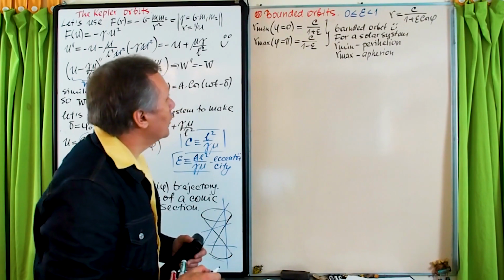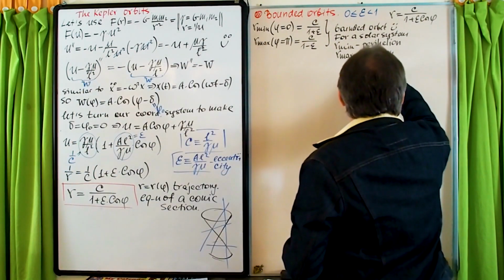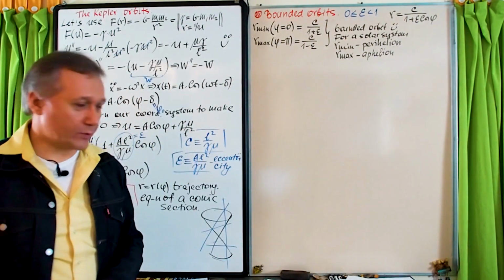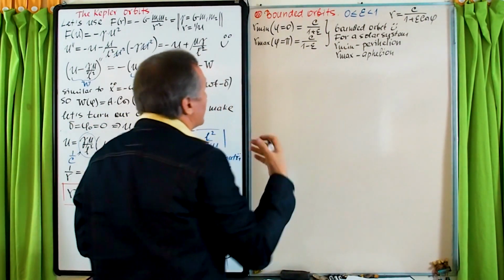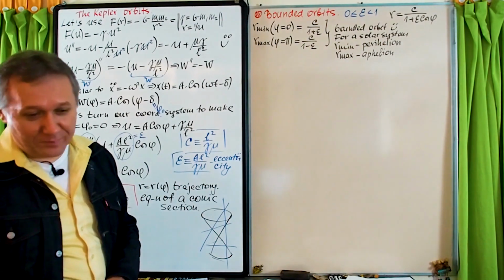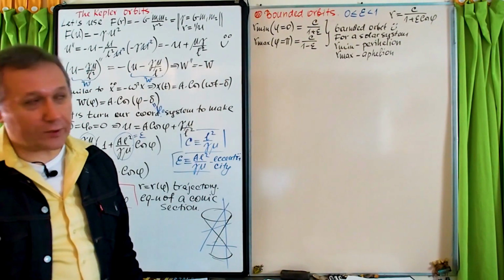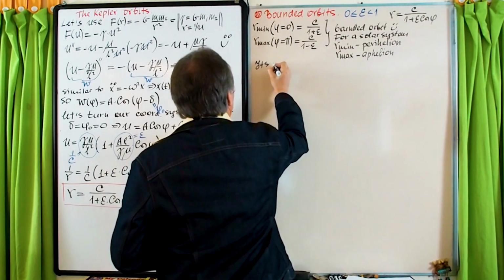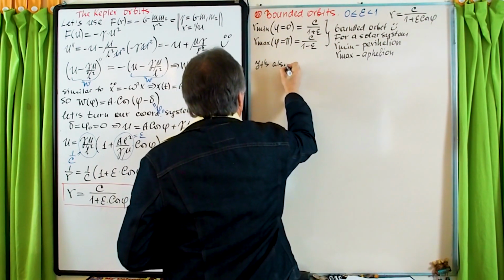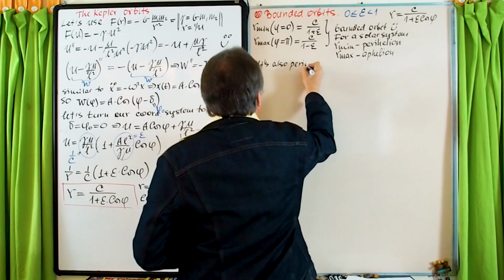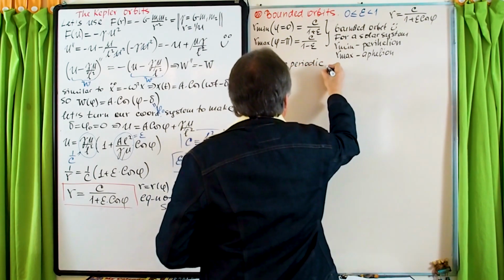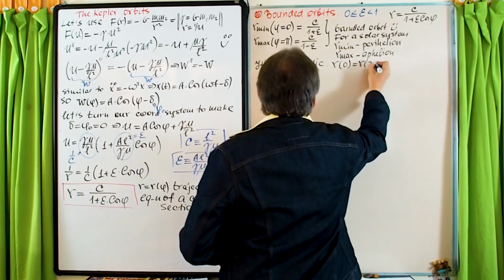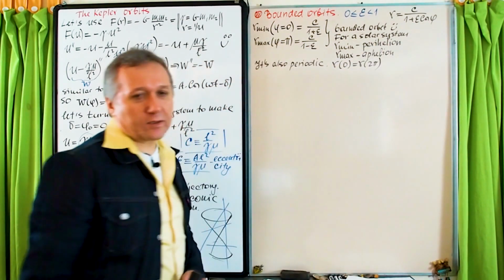Oi, why R? No, it's L. I don't understand why R appeared. L, of course. Then it's also periodic, because cosine is a periodic function. So, for example, R at 0 equals R at 2 pi, because cosine is a periodic function.